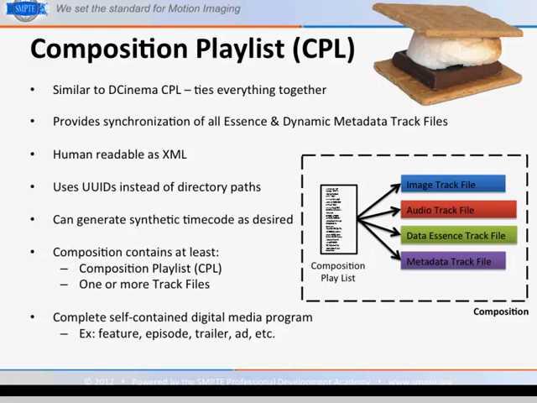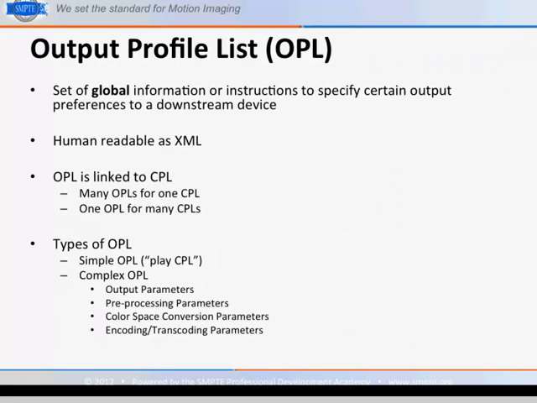So in our case, what we could do is take the graham cracker, the marshmallow, and the chocolate, and put it together as a recipe and say, now put together this way, and that creates a s'more. That is kind of the analog equivalent of that. Now, there is something new in the IMF that's different from digital cinema, and that's the output profile list, or the OPL.